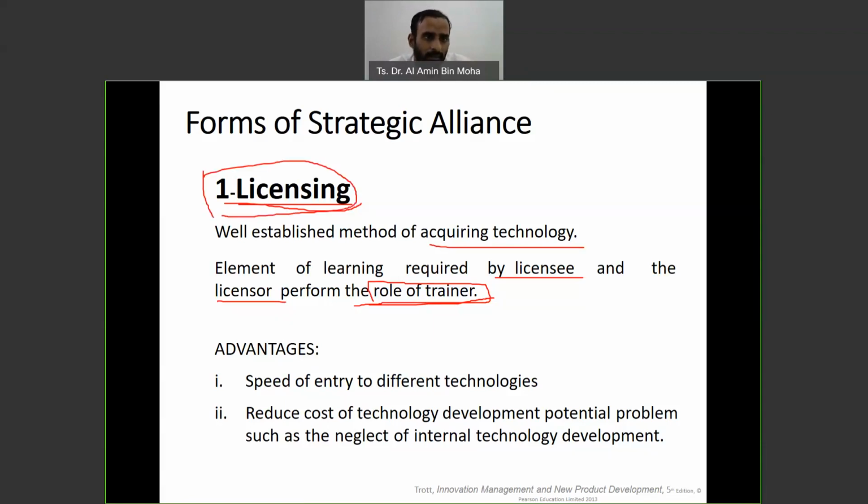And sometimes they have renewal periods. You need to renew maybe after 1 year, after 2 years, so it depends on the package. So what are the advantages? Speed of entry to different technologies. If we wanted to develop the software ourselves, it's very difficult. But with speed of entry, you have version 2000, then 2001, 2002, now maybe 2021. So speed of entry to different technologies, and reduced cost of technology development, and potential problems such as neglect of internal technology. So that's the first one.